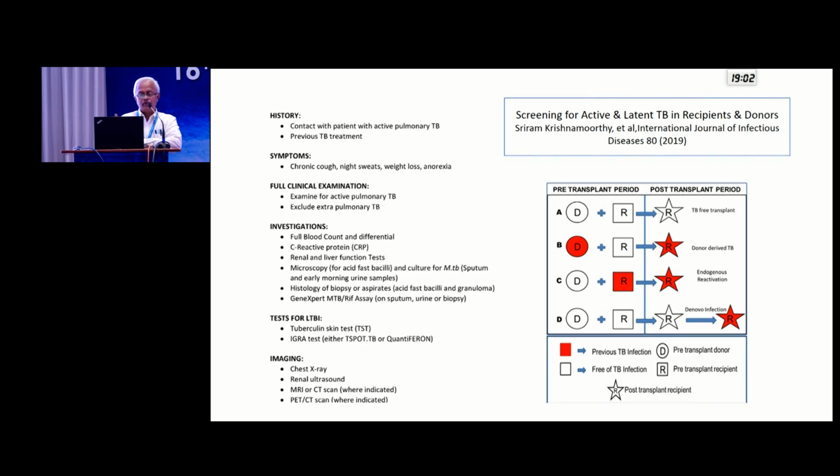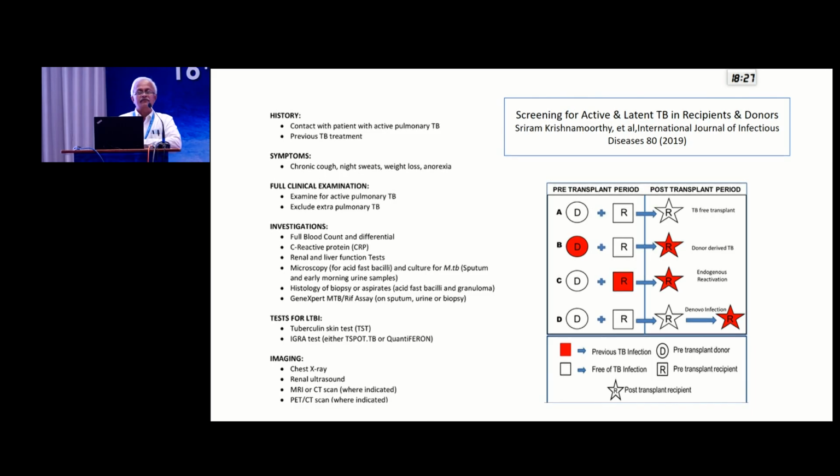The same thing, if you switch down to panel D, the same combination of no tuberculosis in the donor or recipient, either active or latent, pre-transplant. Some unfortunate recipients can go on to develop a de novo infection months or years after transplantation because of immunosuppression. The interesting fact to note is that in panels B and C, either the donor or the recipient has had a latent tuberculosis.